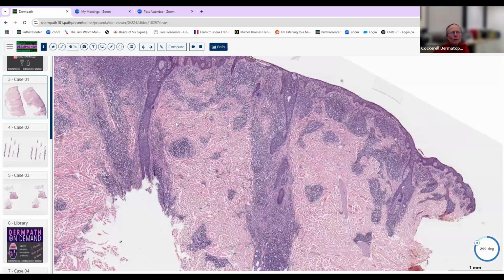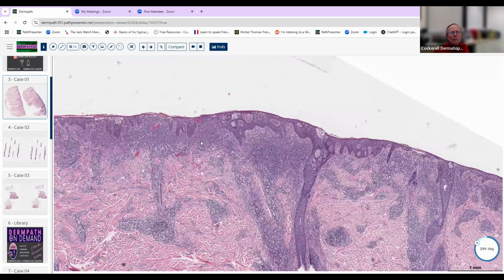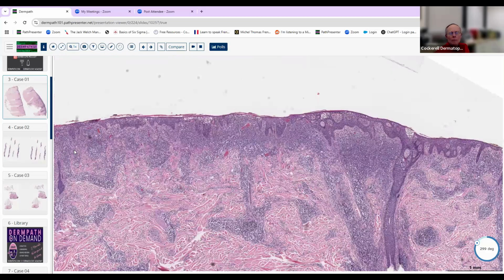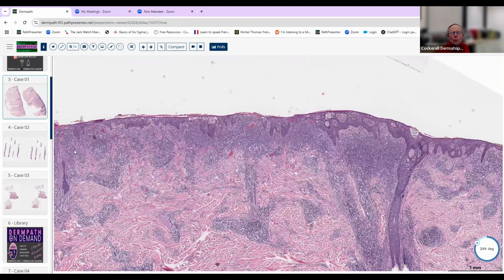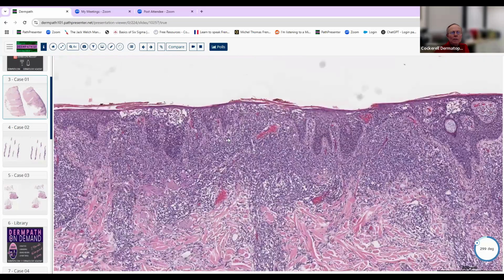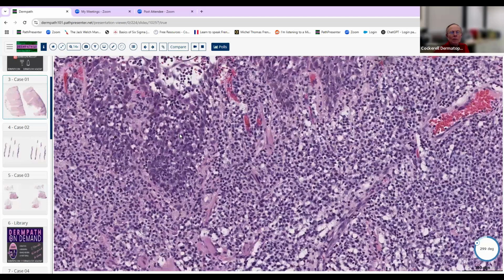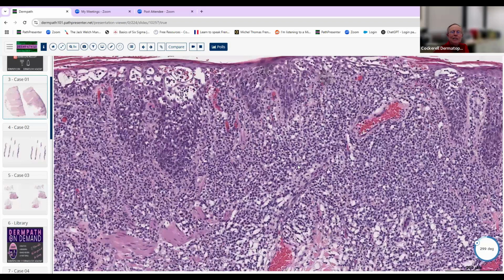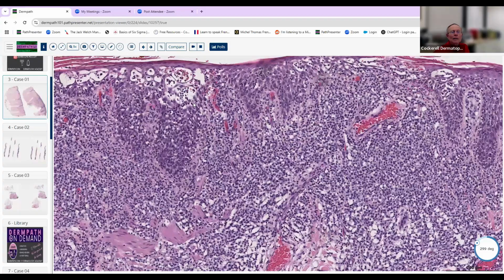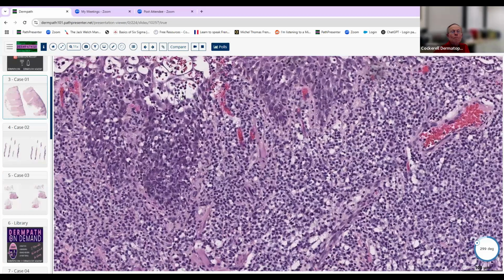So when we see something like that, we would start thinking about the possibility of a lymphoma. T-cell lymphomas tend to give you this band-like pattern with epidermotropism, like mycosis fungoides. At higher magnification, there's a ton of epidermotropism. It's almost like you had a vacuum cleaner sucking these cells into the epidermis. There is some spongiosis here.